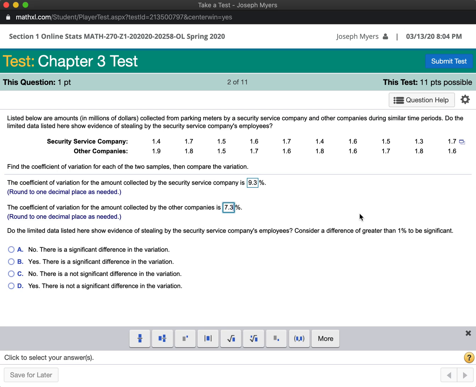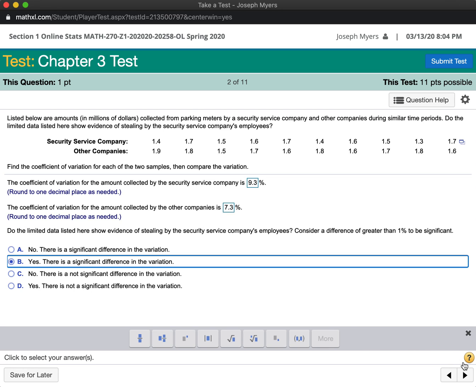Do they show any evidence of stealing by the security service company's employees? Well, there is a difference bigger than 1%, and it says that's significant. So yes, because there is a significant difference in the variation.